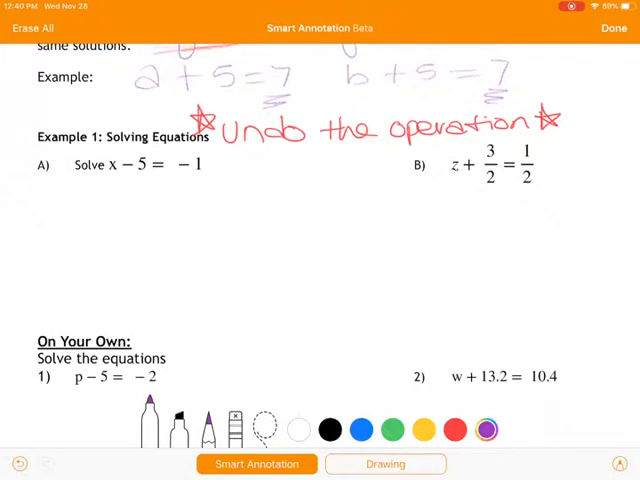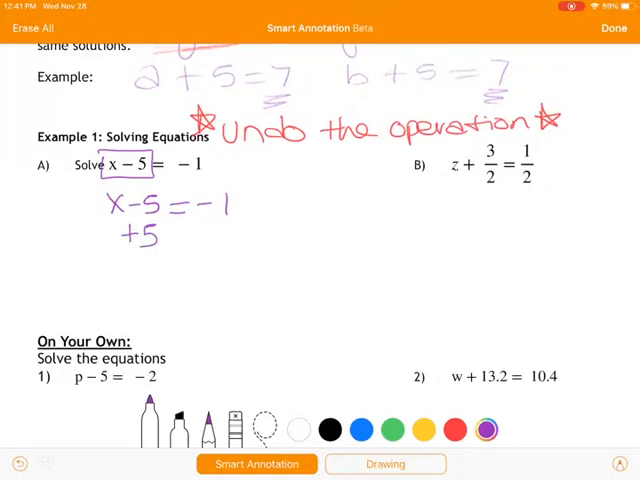We need to look at what operation is first here, x minus 5, and we need to undo that. Think about undoing that operation of subtraction. To undo that, we're going to have to do the opposite. And what is the opposite of subtraction? How would we undo subtraction? Well, we'd have to add. So we're going to add 5 to undo that operation.